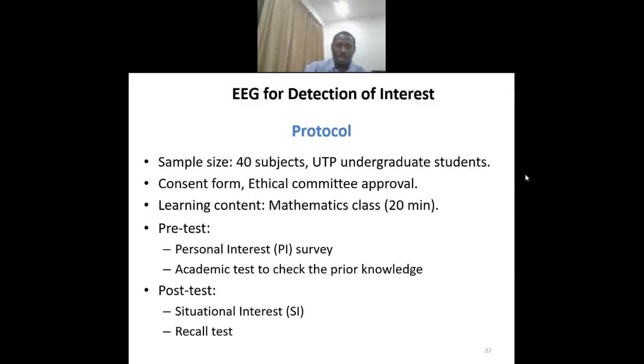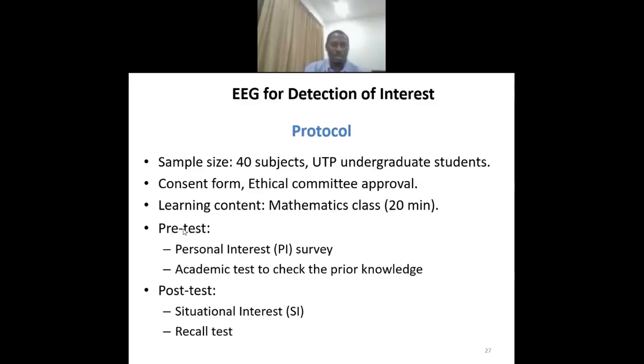Okay, so we had about 40 students from our university, all undergraduate students. Definitely we have to go for all this ethical committee approval. It has to be approved by the committee at the university level. We're dealing with mathematics content. So we make it like a very short class of 20 minutes.